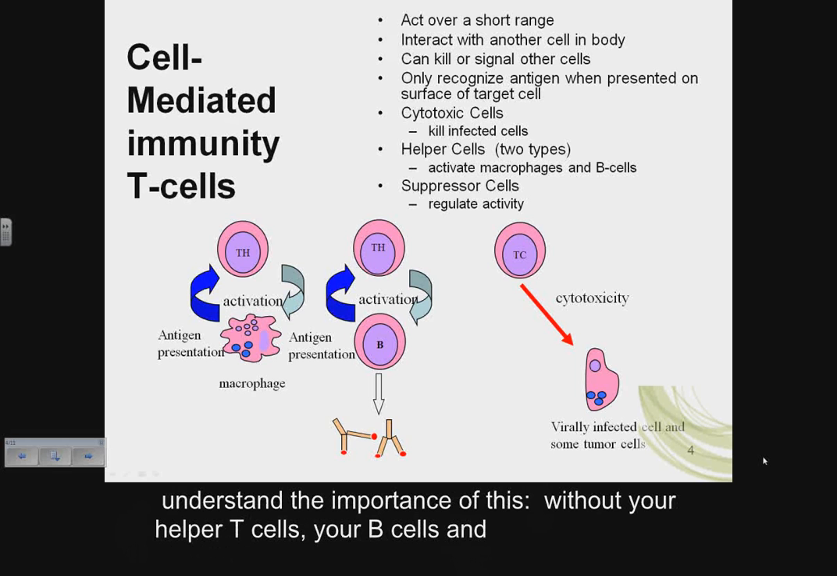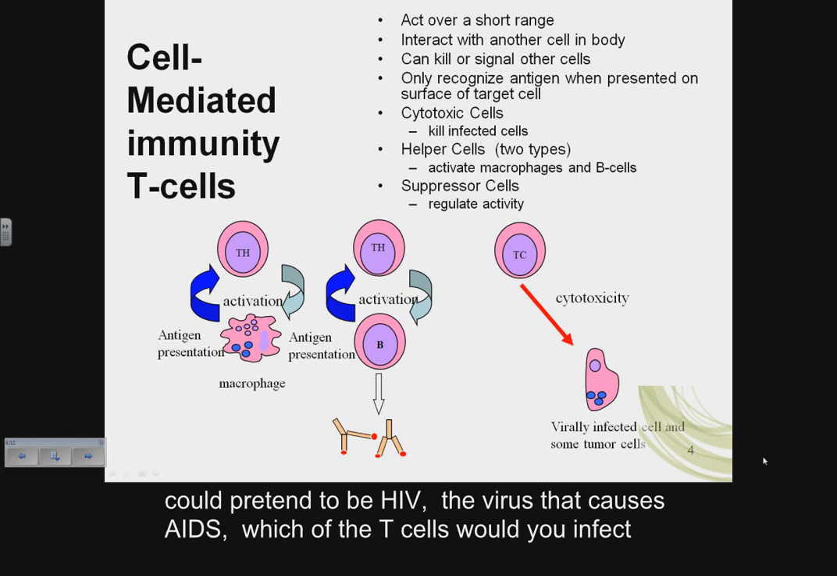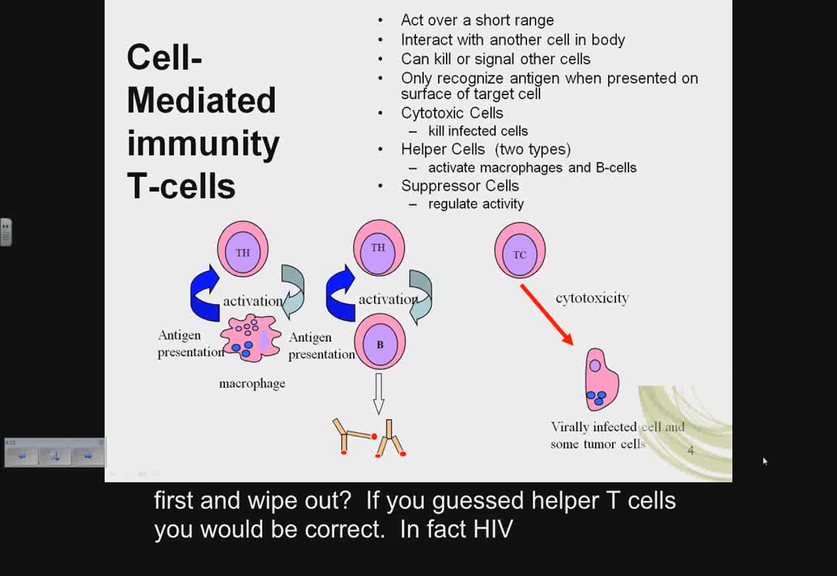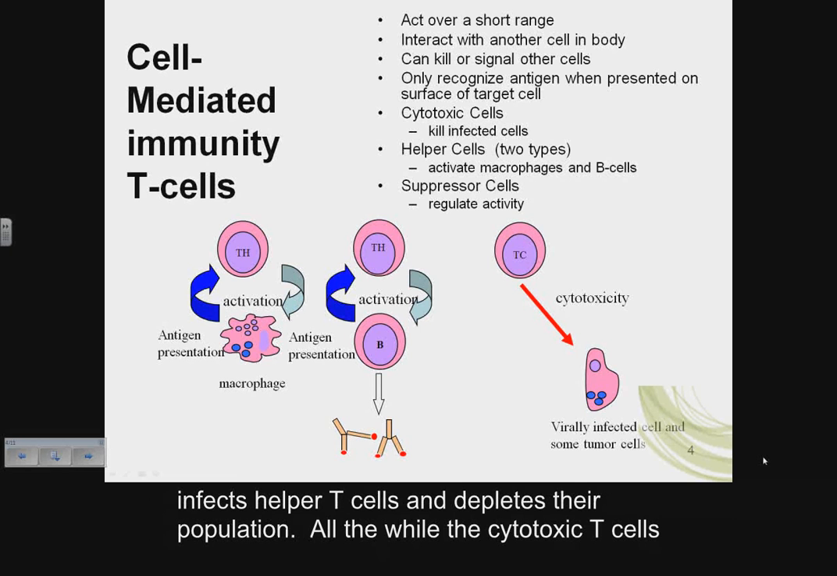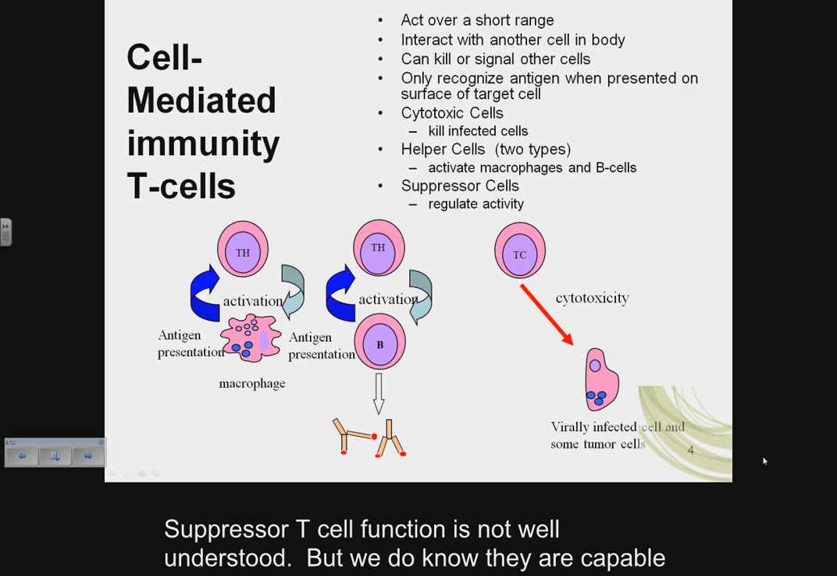Please understand the importance of this. Without your helper T cells, your B cells and cytotoxic T cells would be largely unresponsive to the infection in your body. If you could pretend to be HIV, the virus that causes AIDS, which of the T cells would you infect first and wipe out? If you guessed helper T cells, you would be correct. In fact, HIV infects helper T cells and depletes their population. All the while, the cytotoxic T cells are unresponsive to the infection going on. HIV is truly an insidious virus.